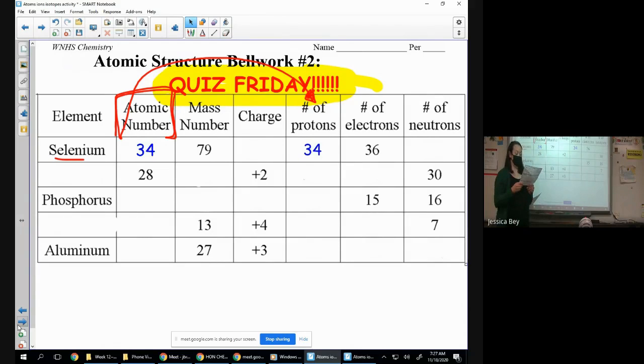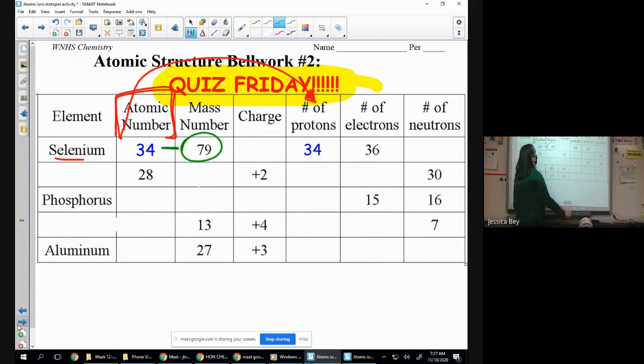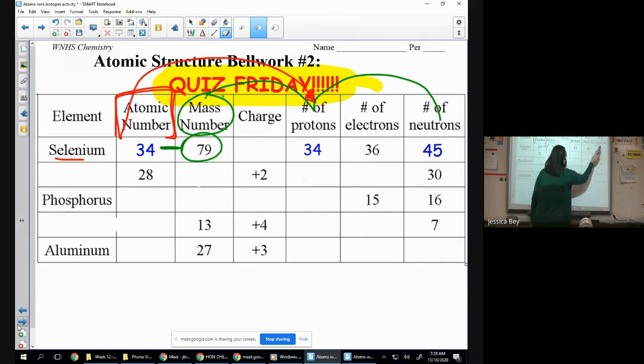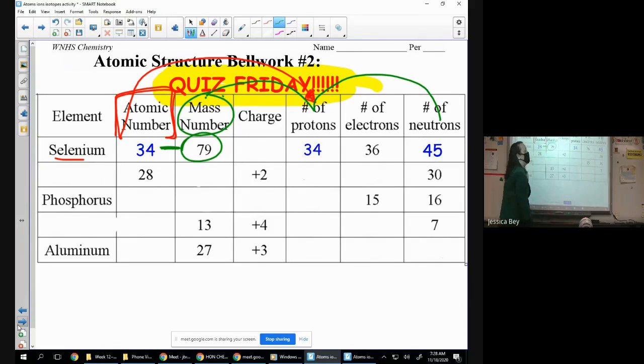You can see the selenium here has 79, and you always use what is given. There's going to be only one tricky one I can think of on the quiz. If I have 34 protons and 79 is my mass number, remember the only other thing in mass is the combination of protons and neutrons. So with these two, I need to subtract. 79 minus 34 is going to give me 45 neutrons.